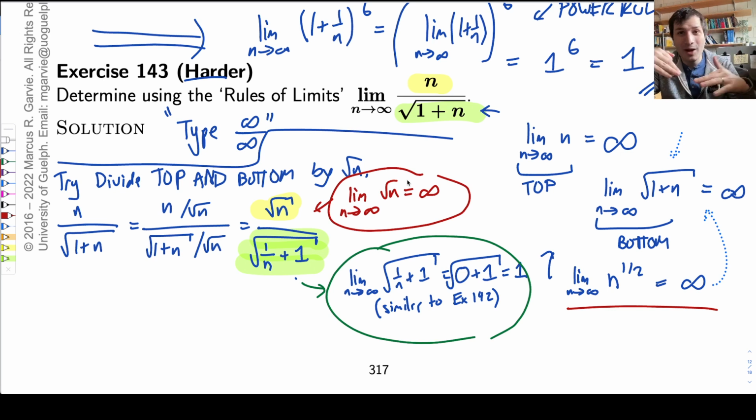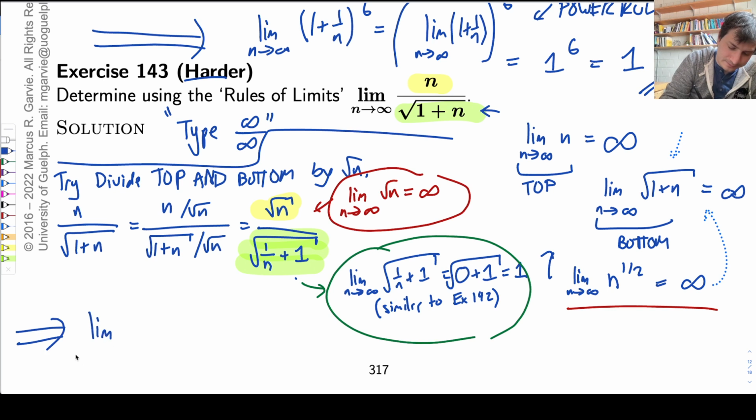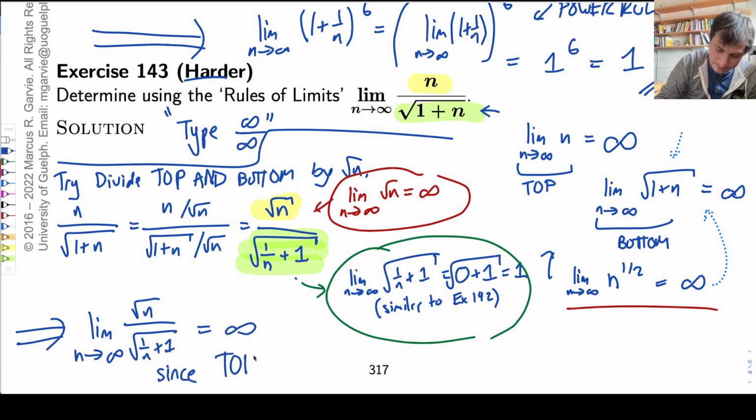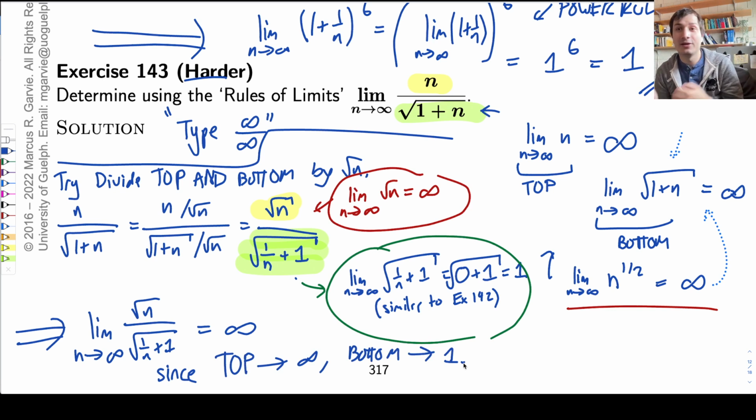And infinity divided by 1, if the top is getting bigger and bigger, and we're dividing by a number that's very close to 1, the whole thing is going to infinity. So you could say, therefore, the limit as n goes to infinity of square root of n over square root of 1 over n plus 1 equals infinity. If you want to say it in words, you could say since the top goes to infinity and the bottom goes to 1, infinity divided by 1 equals infinity in some sense.